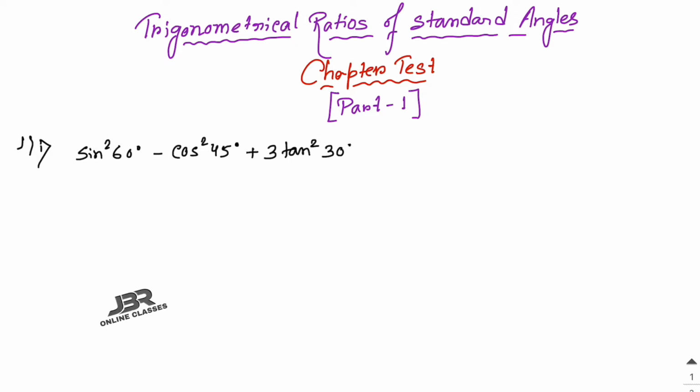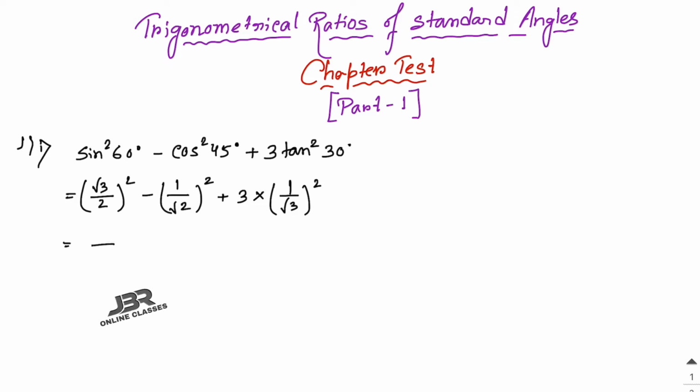So here the first one is sine 60. Sine 60 is root 3 by 2. So root 3 by 2 whole square, as here it is sine square. Next, cos 45 is 1 by root 2. So 1 by root 2 whole square. Plus 3. Now tan square 30. Tan 30 means 1 by root 3. So 1 by root 3 whole square.